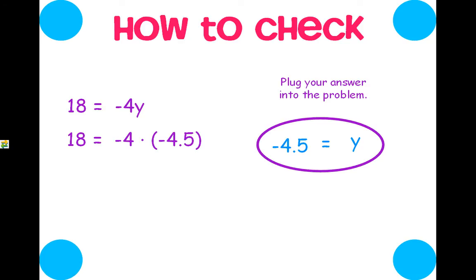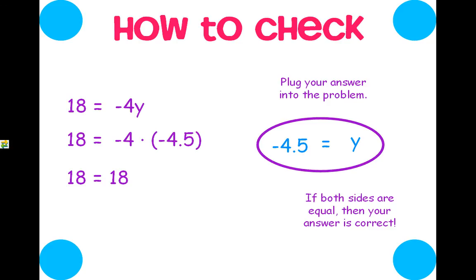When we multiply those together, we get 18. So we have 18 is equal to 18. If both sides are equal, then our answer is going to be correct. So that means negative 4.5 is the correct answer. Okay, try these on your own, see what you can do.